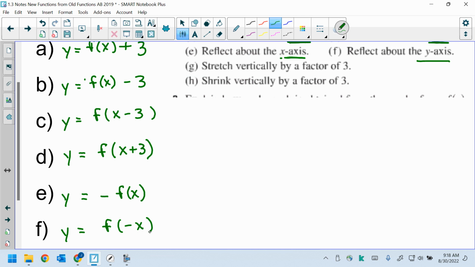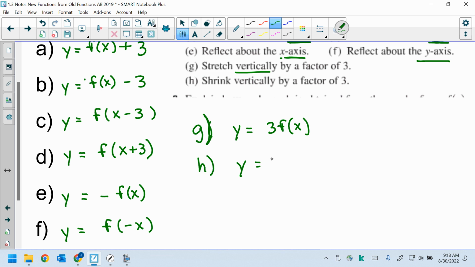In G, for G, stretch vertically by a factor of 3. Well, it's vertically. And so I'm going to take y equals, now if I'm going to stretch, it's exactly what I think I'd do. I would multiply by 3 outside the parentheses. It's done vertically.